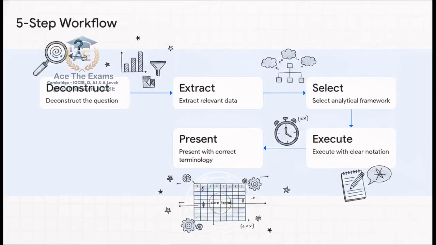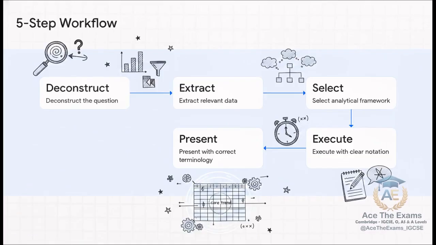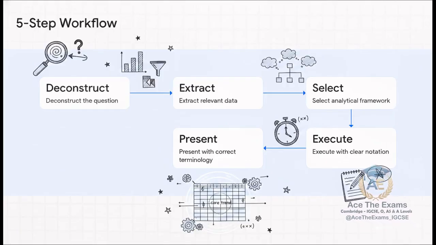Let's put this process into action. We are entering the interactive workshop phase of this explainer. I'm going to walk you through the exact 5-step chronological workflow that top students use. Step 1, deconstruct the question. Step 2, extract relevant data. Step 3, select your analytical framework. Step 4, execute with clear notation. Step 5, present with correct terminology.